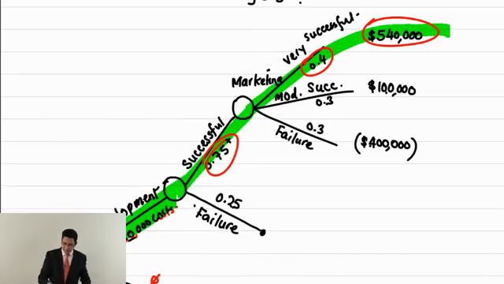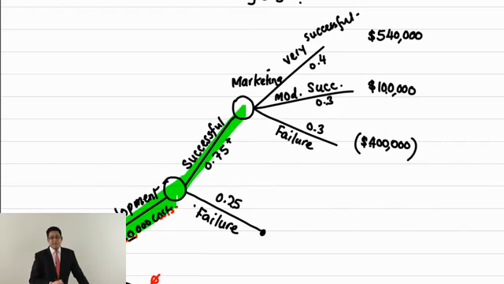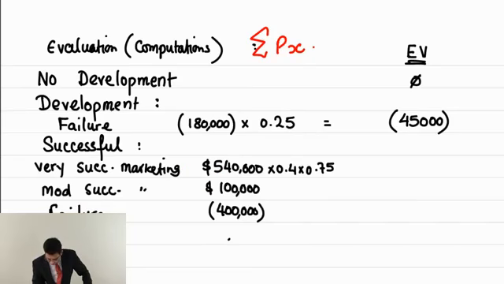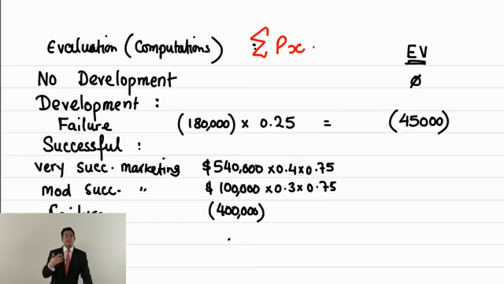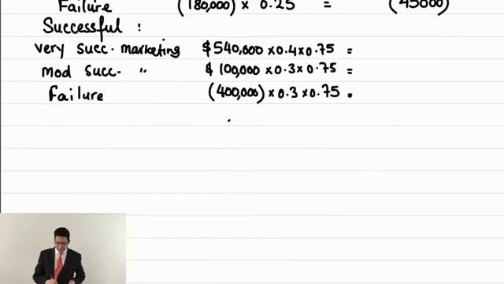Exactly the same thing with the second one. Please look at this second one. We developed, we were successful in development, but we were moderately successful in the marketing. And again, there are two probabilities in this branch, 0.75 for the successful development and 0.3 for the moderate marketing. So times 0.3 and times 0.75. Don't add them, multiply them. And same thing, 0.3 and times 0.75. And here are the expected values of successful or unsuccessful marketing.